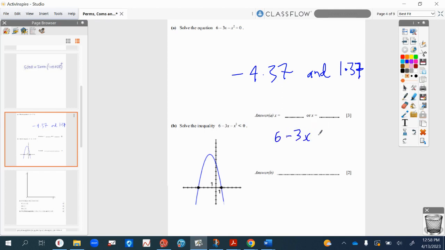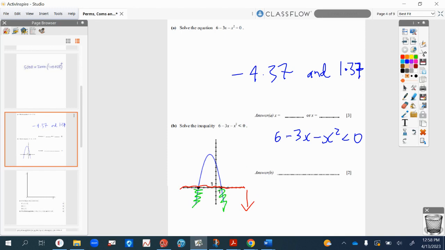I'm going to write this, and this is what we're going to solve it for. So the graph is less than 0. The function is less than 0. So that's going to be here, underneath this line, underneath the x-axis. This is where y is less than 0. So we're looking here. Where does it satisfy this inequality?